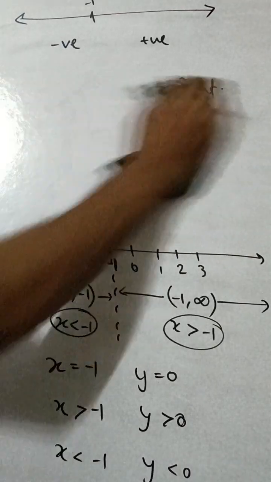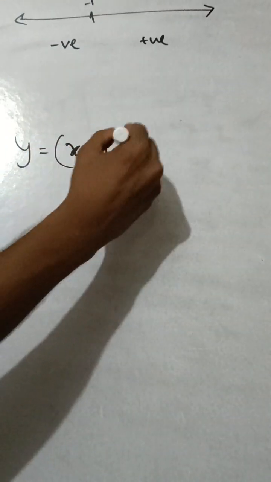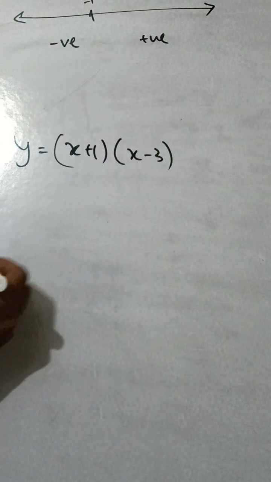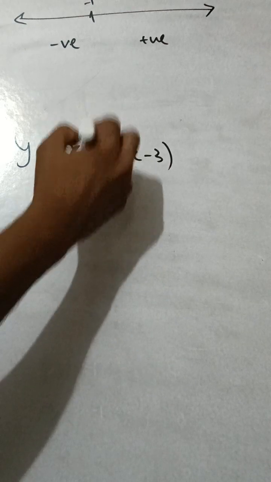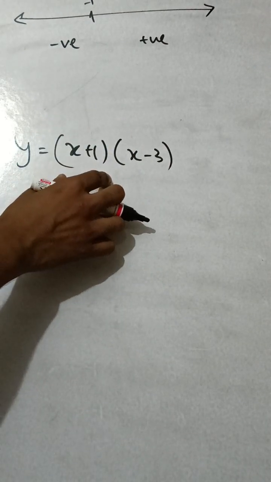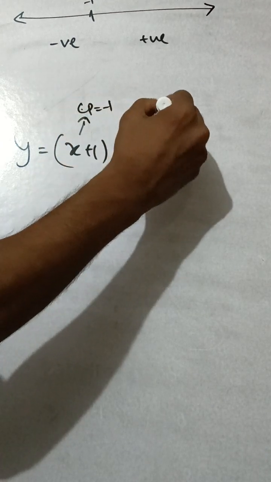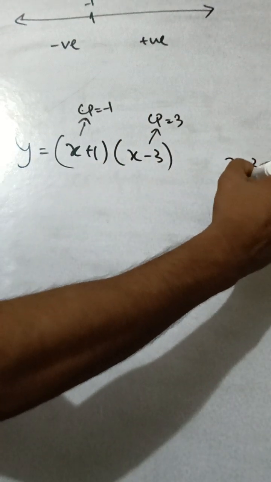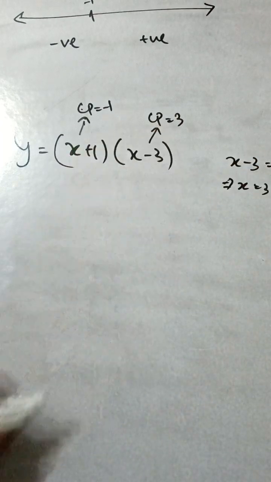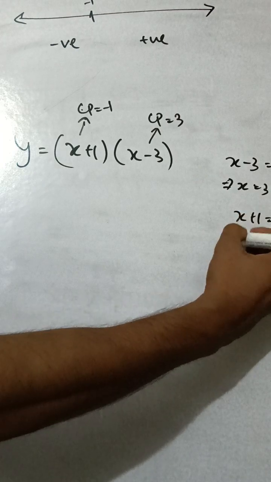Now let's complicate things a bit, so that we can have a little more understanding. Let y be equal to x plus 1 times x minus 3. Now we have two factors, x plus 1 and x minus 3. For x plus 1, the critical point is minus 1. And for x minus 3, the critical point is plus 3, because x minus 3 equals 0 at x equal to 3.